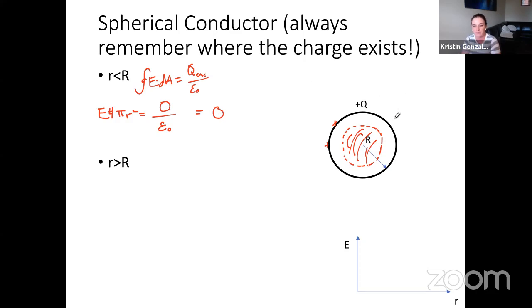Zero. Okay, and then the next one, if r is greater than R. So I'm going to redraw that Gaussian surface. I'm going to change colors. I want you to redraw your Gaussian surface. See if you can solve for what that electric field is at an r, anything greater than big R, the radius of that conductor.